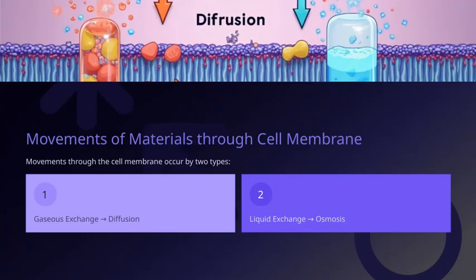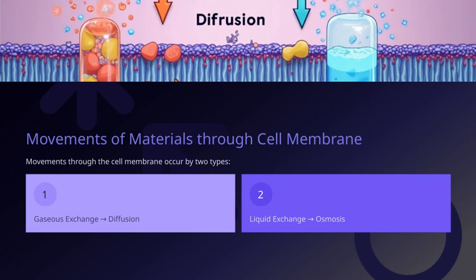Now, let's take a look at how materials move through the cell membrane. There are two main types of movement that we need to understand. The first is gaseous exchange, which primarily happens through diffusion. This is when gases like oxygen and carbon dioxide pass directly through the membrane, moving from areas of higher concentration to lower concentration without the need for energy.